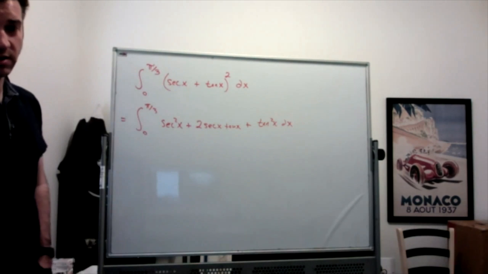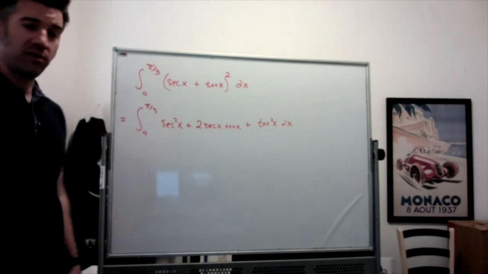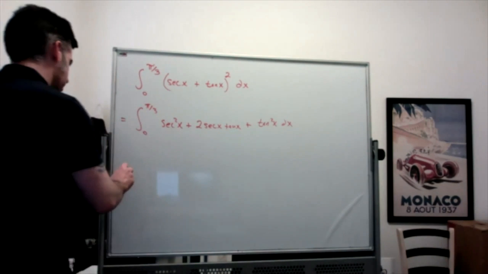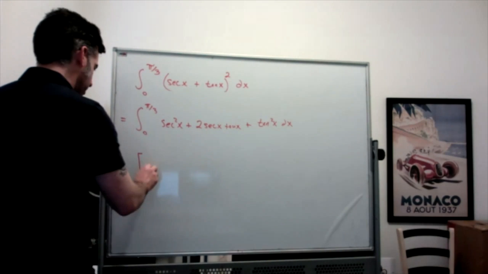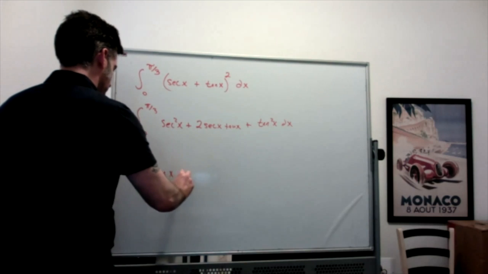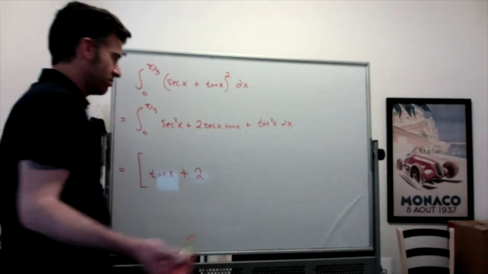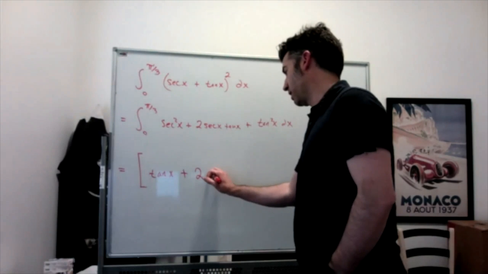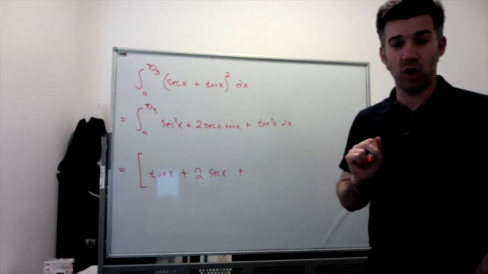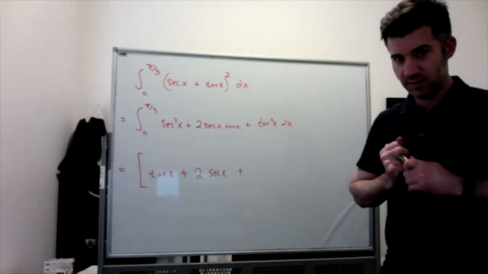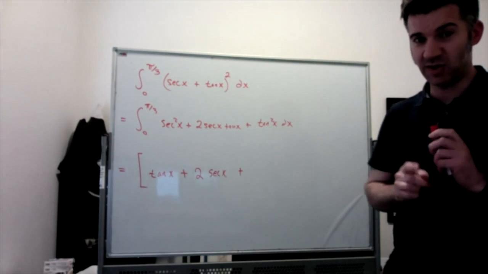And 2 out of 3 of these things are really easy to anti-differentiate. What's the antiderivative of secant squared? Tan x. Right. What's the antiderivative of secant x times tangent of x? Secant x. Right. But tangent squared is a little bit harder. There's a trick.